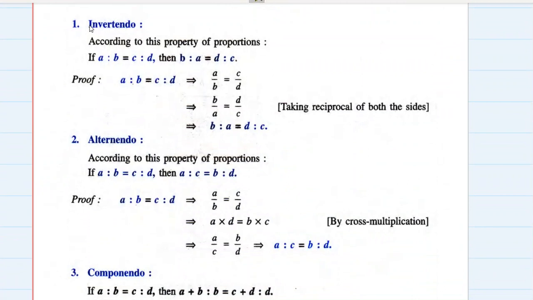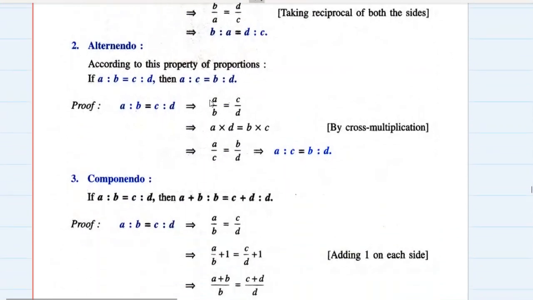The first result is invertendo. What do you mean by invertendo? According to the property of invertendo, if A is to B is equal to C is to D, then B is to A is equal to D is to C. That means if you take the reciprocal of both the ratios, the ratios will still be in proportion. So if A is to B is in proportion with C is to D, then B is to A will also be in proportion with D is to C.